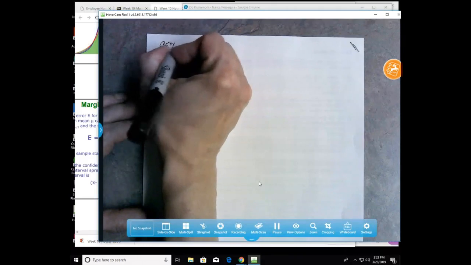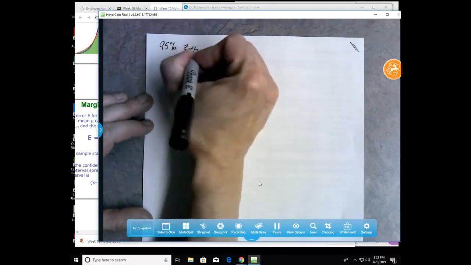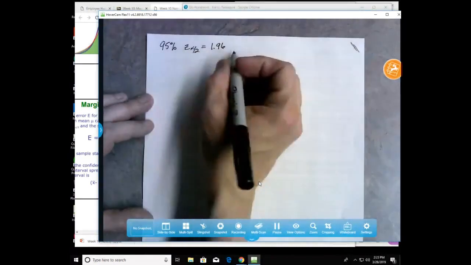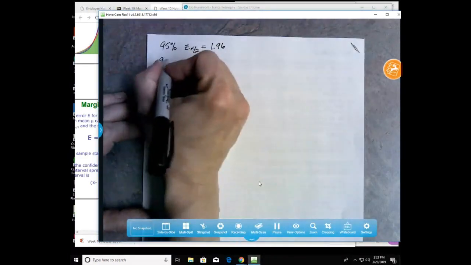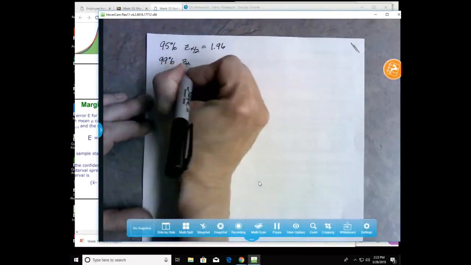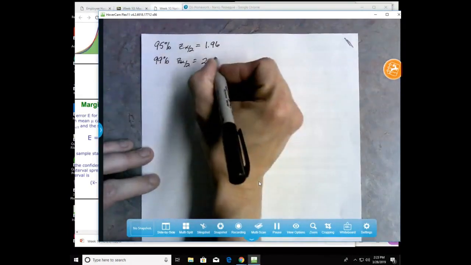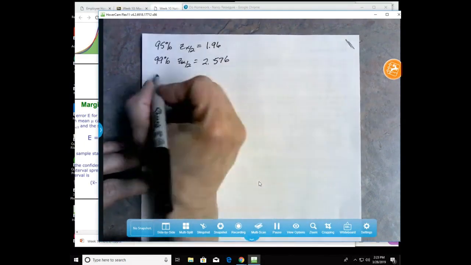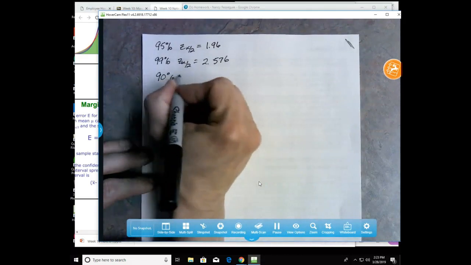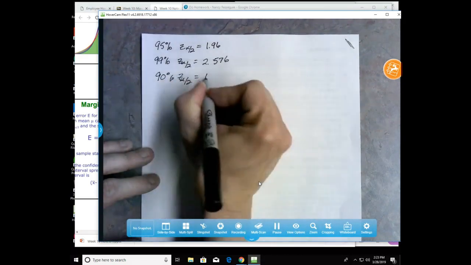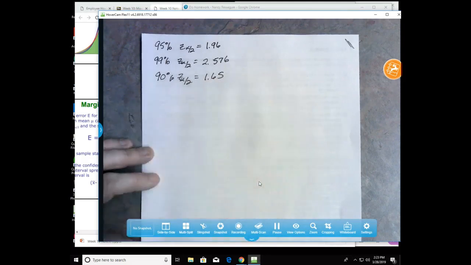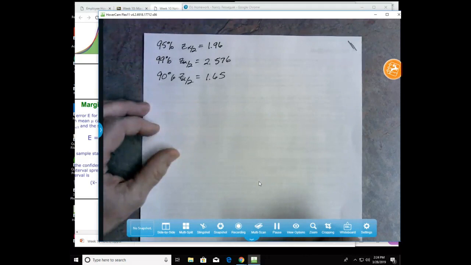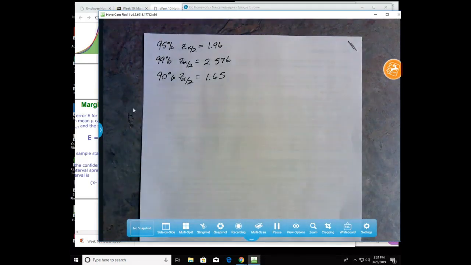So for 95%, the Z alpha over 2 is like 1.96. It's always going to be that. For 99%, it's 2.576, or you can use 2.58. And for 90%, it's going to be 1.65. So those ones, when you go to take your test next week, you can just have these written down so you don't have to refigure them every time.